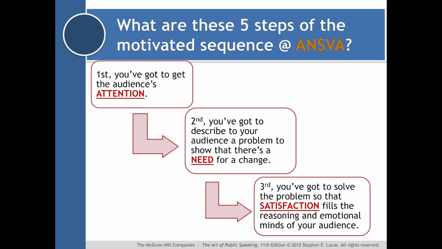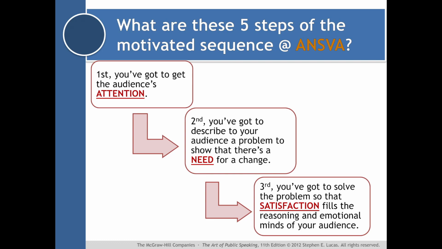What are the 5 steps that are in the motivated sequence, or AN-SVA? First, you've got to get the audience's attention. This is very important because if you don't have a good opening, a good introduction, the audience won't feel attracted to your presentation. They won't pay attention to you, which defeats the purpose of having the persuasive speech at all. So first things first, you need to get the audience's attention.